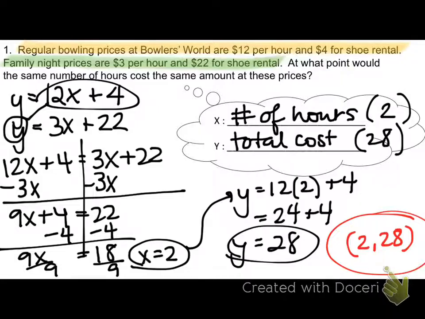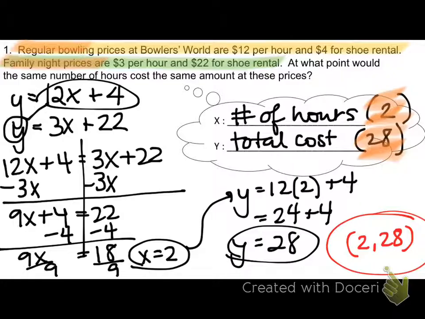So the solution to that system is the point (2, 28). Just to be clear, the 2 represents the number of hours that you would be bowling when the prices became the same, and 28 would be the price either way. So at 2 hours, no matter if you did the regular bowling or the family night prices, it would cost you $28.